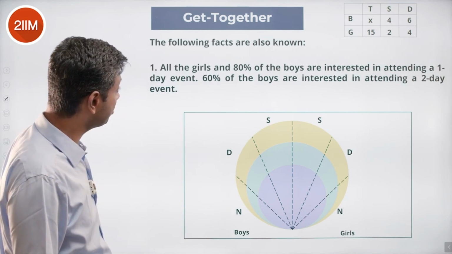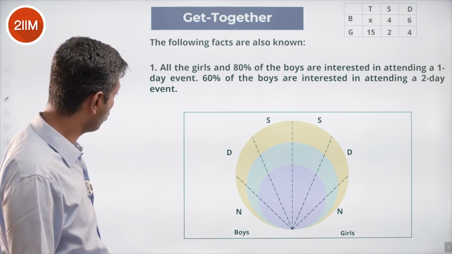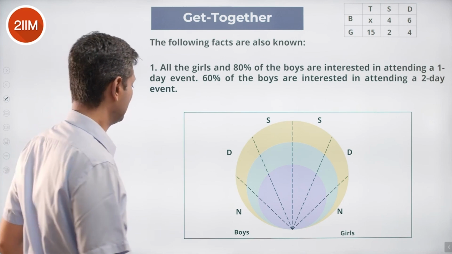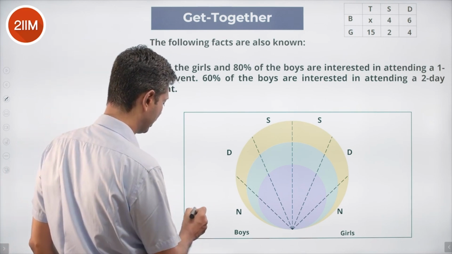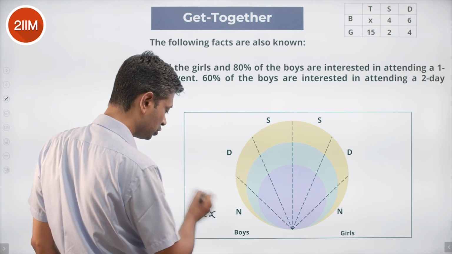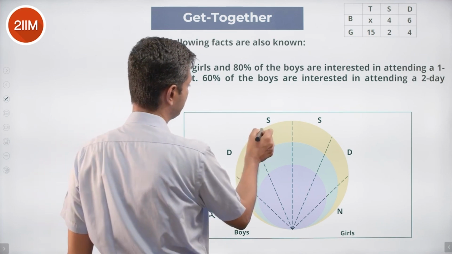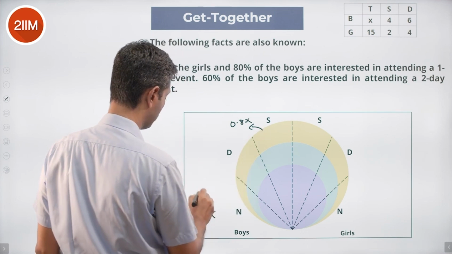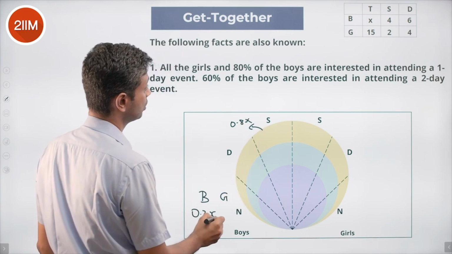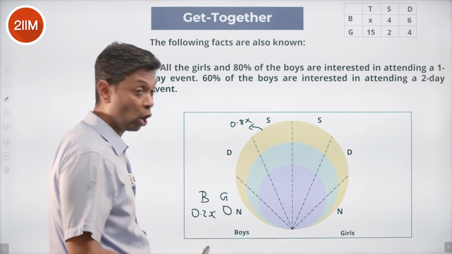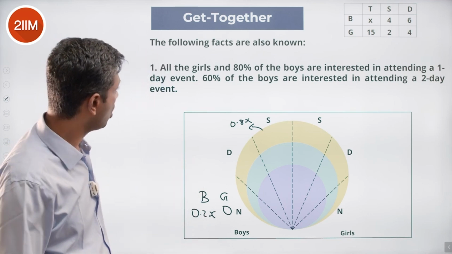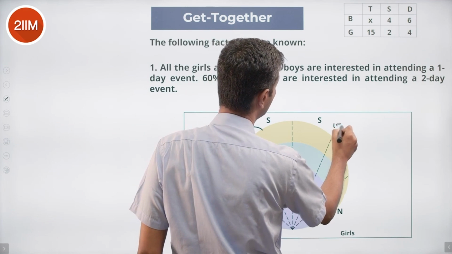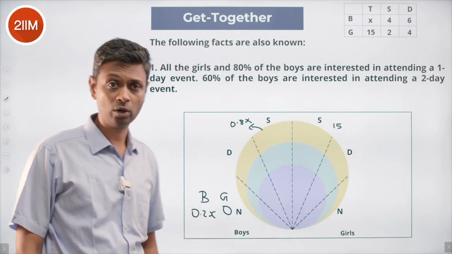All the girls and 80% of the boys are interested in attending a 1-day event. All the girls and 80% of the boys. That is 20% of the boys, which is 0.2x, is outside. This is 0.8x. This is all boys. Number of girls, 0. Who are not interested in attending is 0. All the girls are interested, so this outermost should be 15 totally. Singers, dancers, neither, all put together.